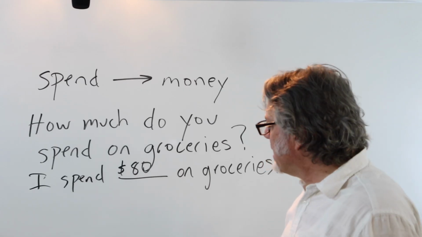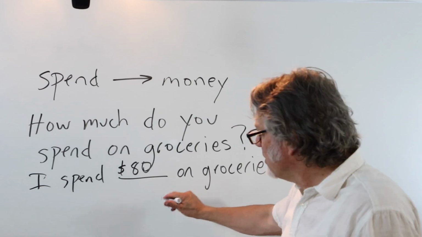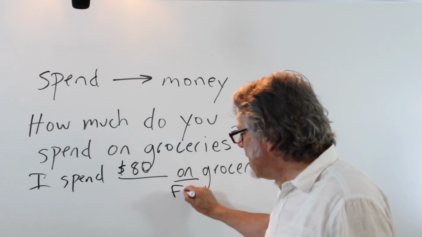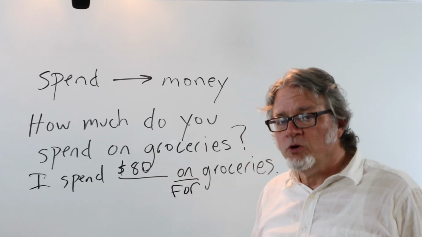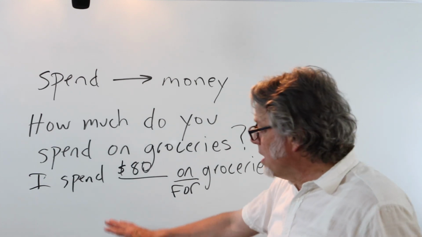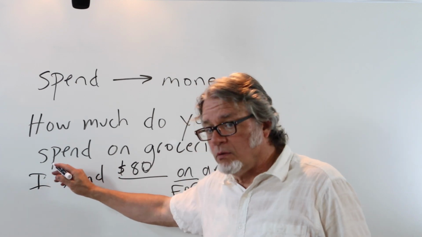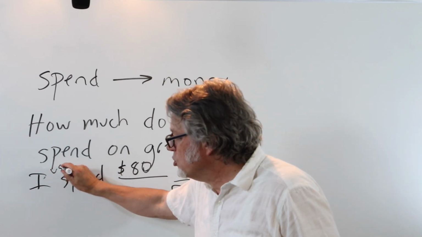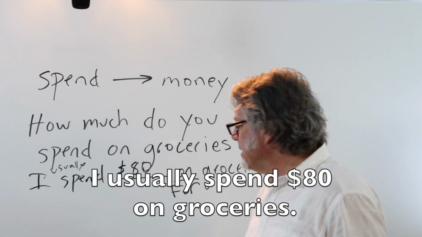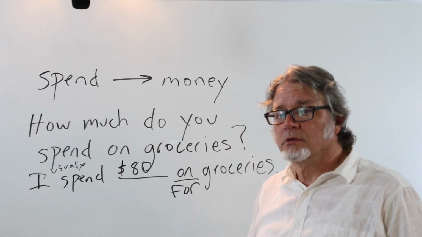I spend $80 on groceries. Or I spend $80 for groceries. This would be a weekly amount. You could also add the word usually. I usually spend $80 on groceries.